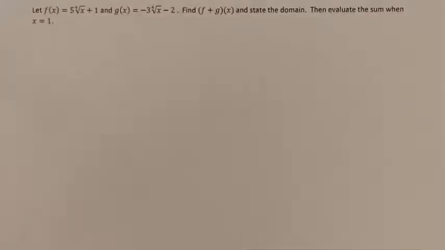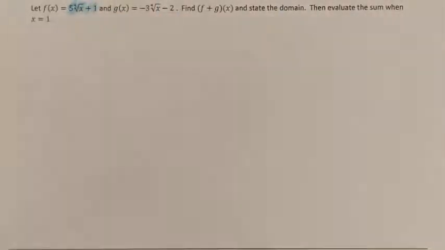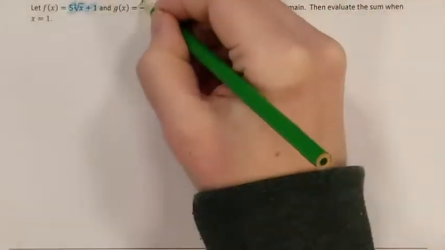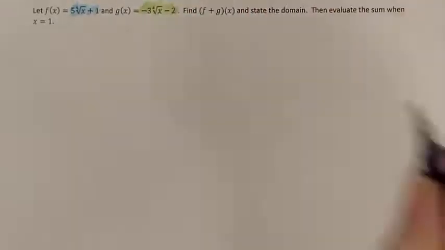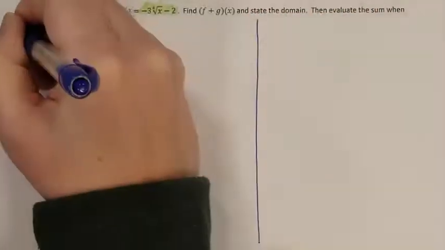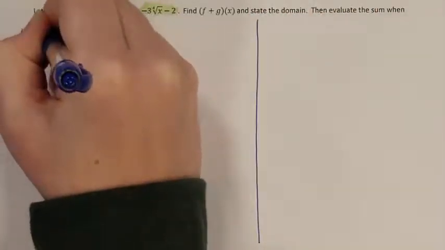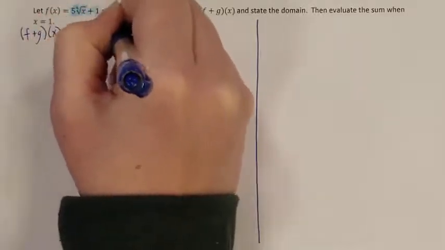So I am being given f of x of 5 times the 4th root of x plus 1, and my g of x to be negative 3 times the 4th root of x minus 2. I'm asked to find a new function. So here's me splitting my paper. My new function, my f plus g function, says I'm supposed to take all of f and add it to all of g.